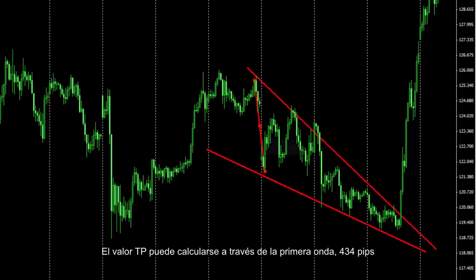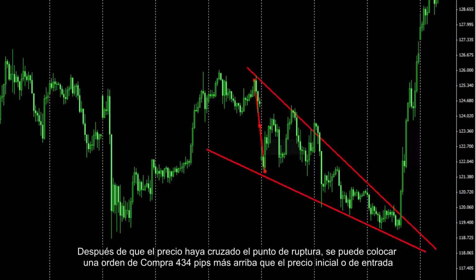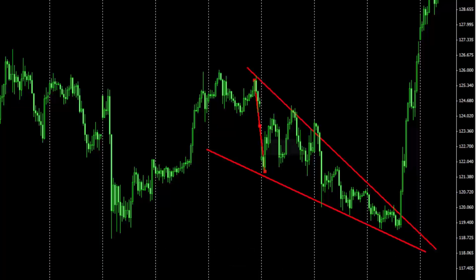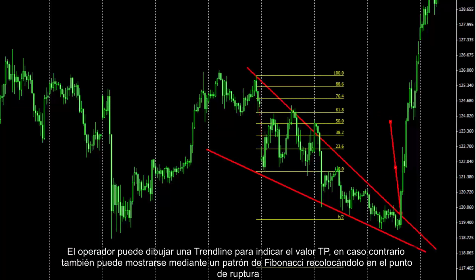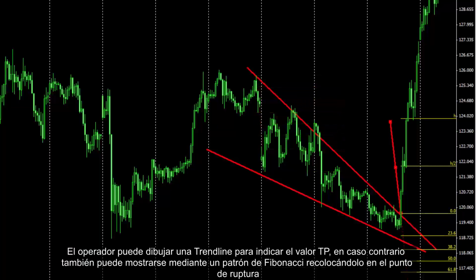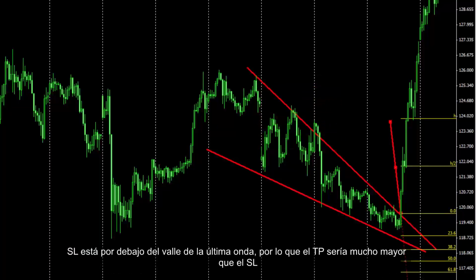TP amount can be calculated by the first wave, 434 pips. After price has crossed the breakout point, a buy order can be placed with 434 pips higher than the entry price. A trader can draw a trend line to indicate TP. Otherwise, it can be shown by a Fibonacci pattern, by relocating it to the breakout point. SL is under the valley of the last wave, thus TP would be much higher than SL.